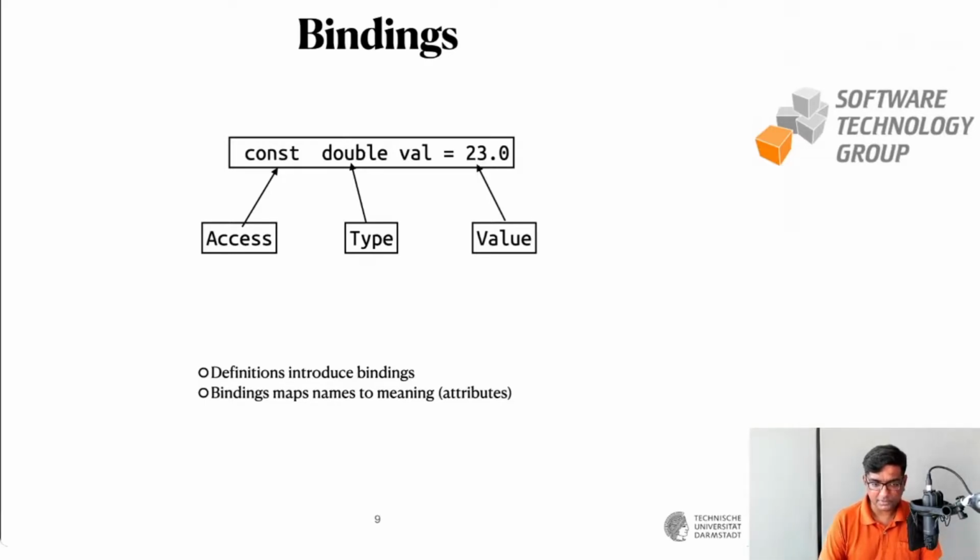Let's look at an example from C. This const double val equal to 23. This particular statement definition binds 4 different attributes to the variable. One, the const says that this particular variable cannot be modified in a later part of the program. It restricts the write access to this variable. It binds the type double to this variable. Then it binds the name val to this variable, and it also binds 23 as a value to this variable.